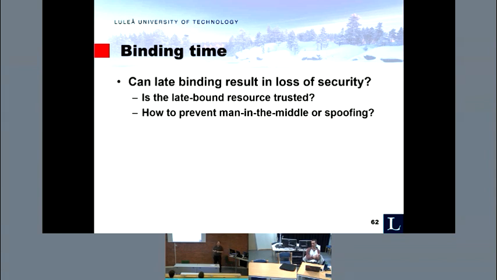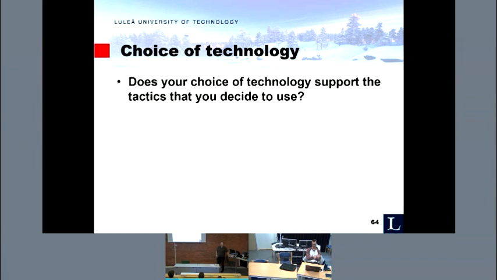Late binding. So whenever you have the possibility to bind something at a late time, like add new resources or new technologies, whatever, you introduce kind of a security risk, right? Because suddenly there's a very trivial way or a very natural way to introduce spoofing or man-in-the-middle attacks, etc. So is this resource trusted? And how do you ensure that it is trusted? How can you ensure that things are authenticated properly, etc.? So something to consider. And towards technology, make sure that the technology itself supports those tactics that you decide to use.